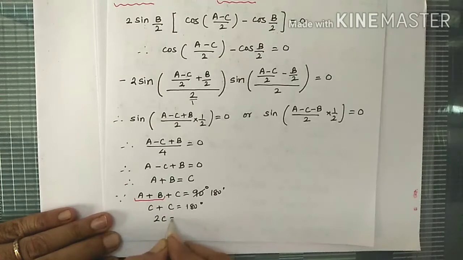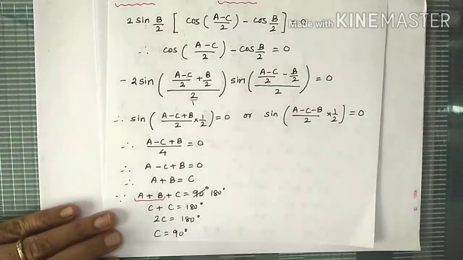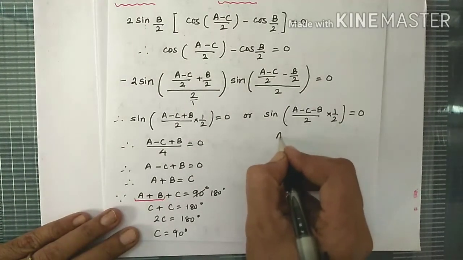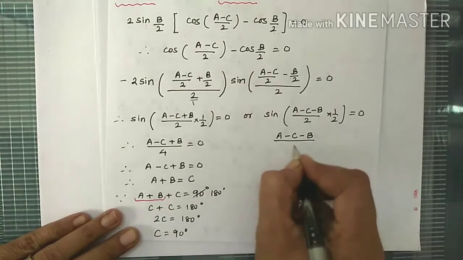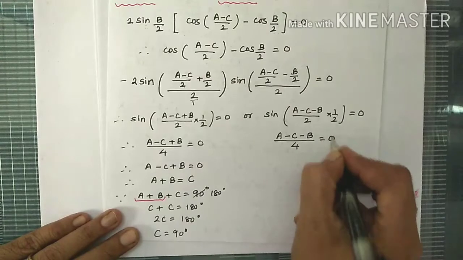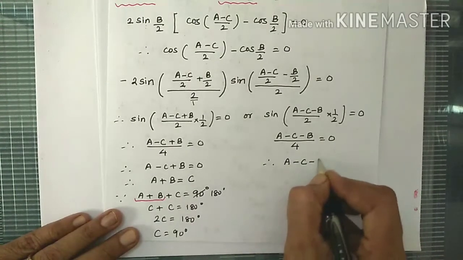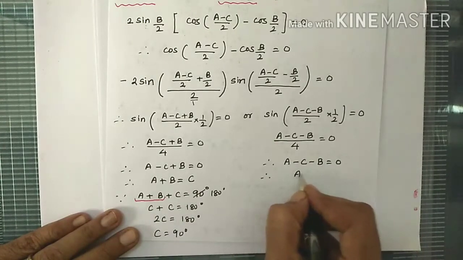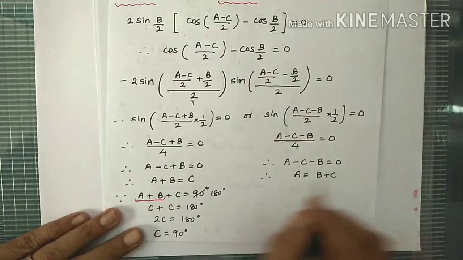So 2C equal to 180 degrees. So angle C becomes 90 degrees. Okay. Now for the second one, we have the angle A minus C minus B divided by 4 equals to 0. Therefore, A minus C minus B equals to 0. Therefore, A equal to B plus C or C plus B. It is one and the same thing.